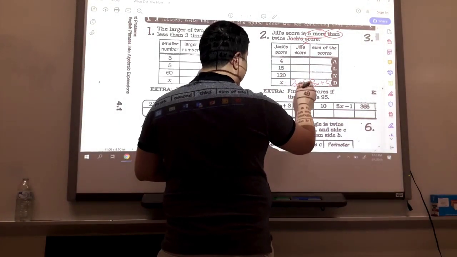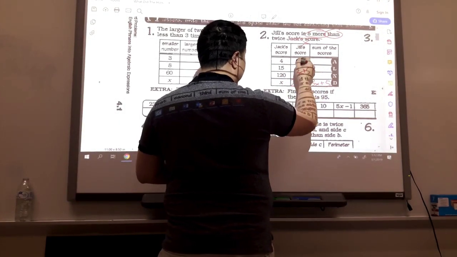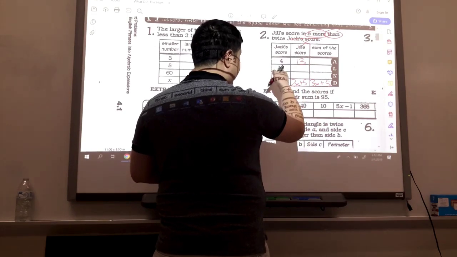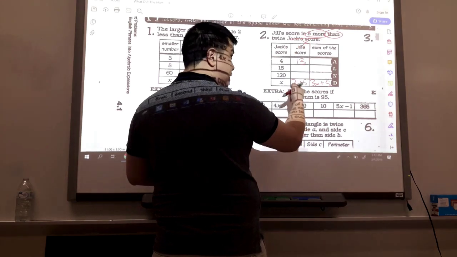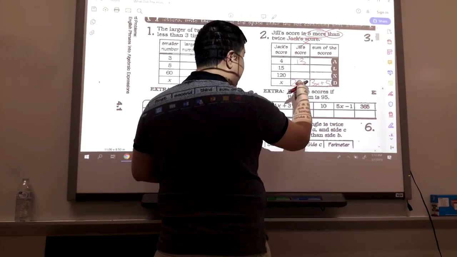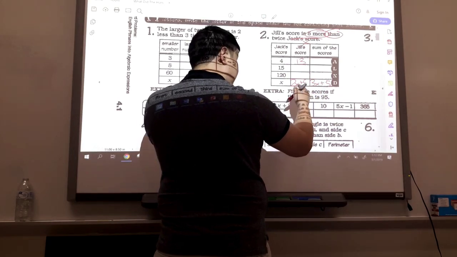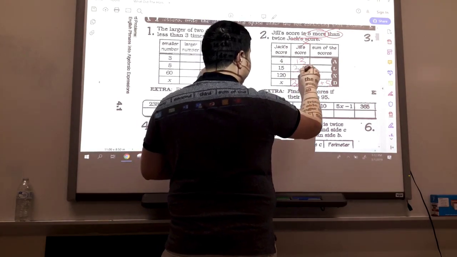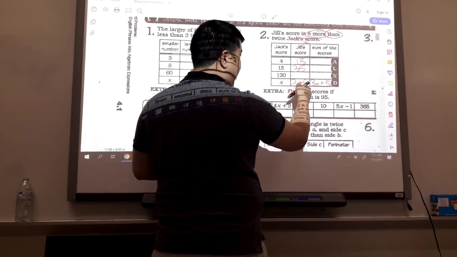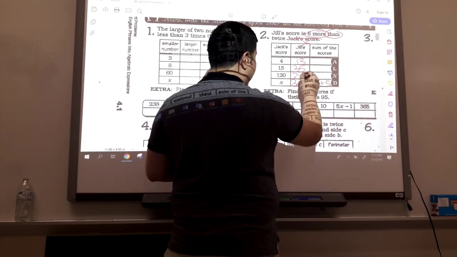So 2 times 4 is 8 plus 5 is 13. If Jack's score is 15, plug it into Jill's score expression right here, 2 times 15 plus 5, okay, which is 35. 2 times 120 plus 5 is 245.